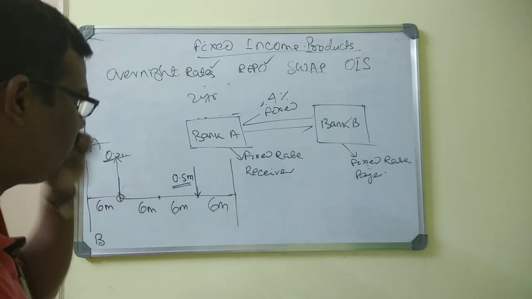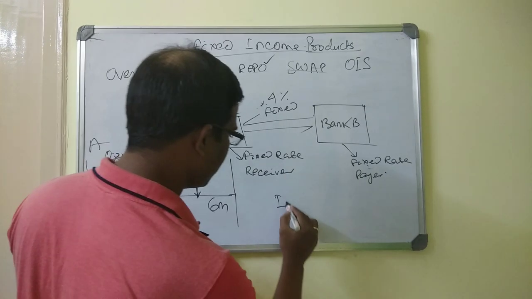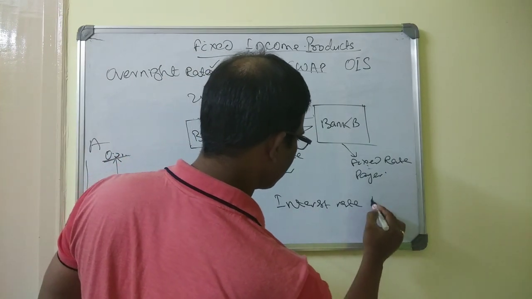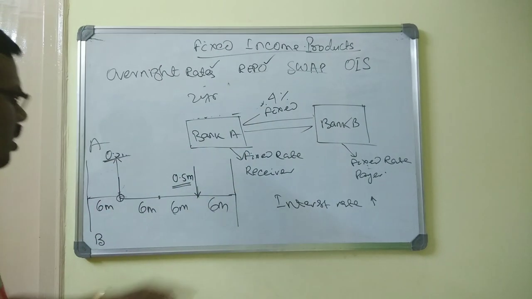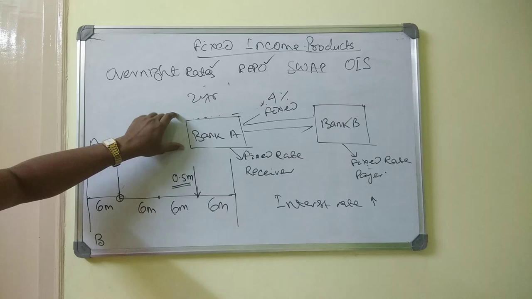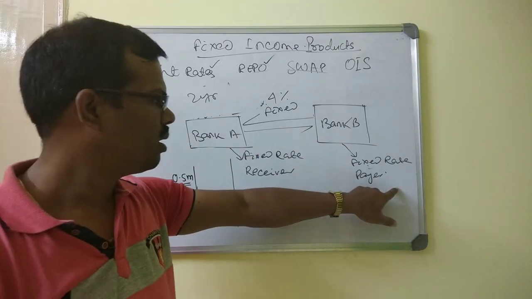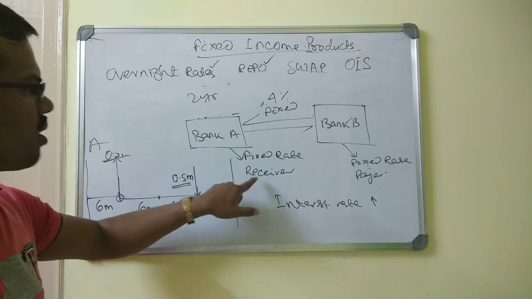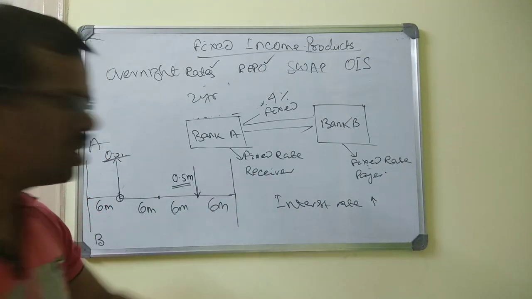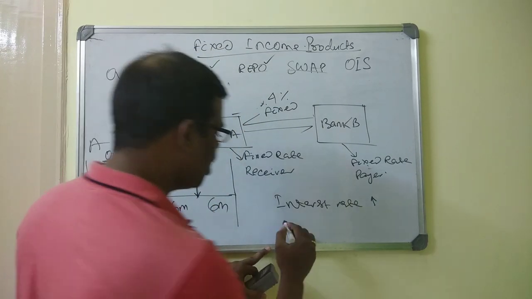So if the interest rate goes up, then obviously who is at a loss? It is the fixed rate receiver that is going to be at a loss. So interest rate went up. Interest rate means the benchmark interest rate or the market interest rate, because that is on the floating side.